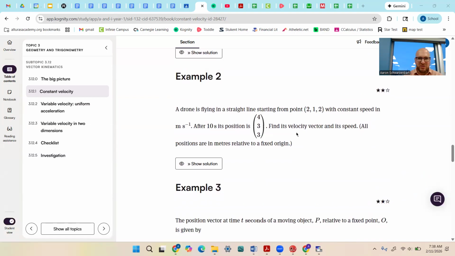So let's do another one. A drone flying in a straight line starting at (2, 1, 2) with a constant speed in meters per second. After 10 seconds, its position is (4, 3, 3, 4). Find the velocity vector and its speed. If you remember, S is change in position. So my change in position vector went 2, 2, and 1.